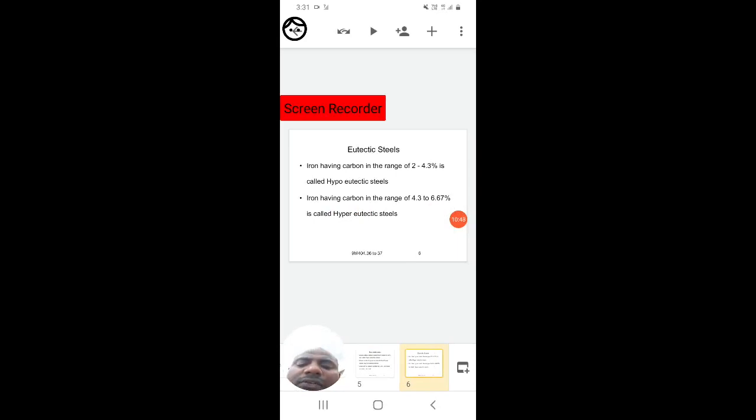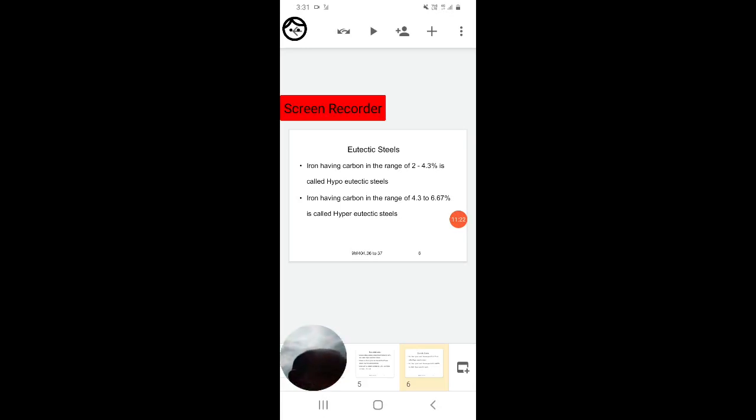Next, we will go for eutectic steels. Eutectic steels means cast irons. Greater than 2% carbon is called cast iron. So eutectic means here liquid gives rise to two types of solids. That type of reaction is called a eutectic reaction. The eutectic and eutectoid are all chemical names.